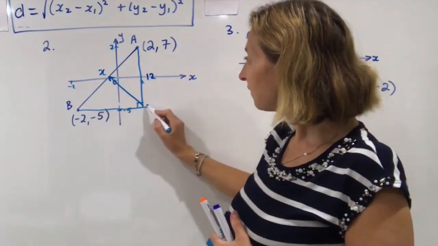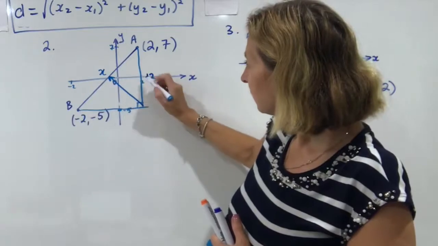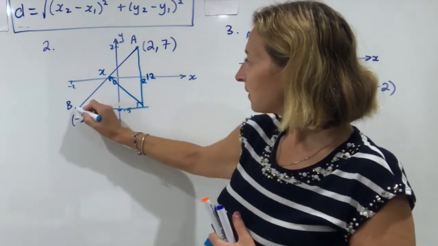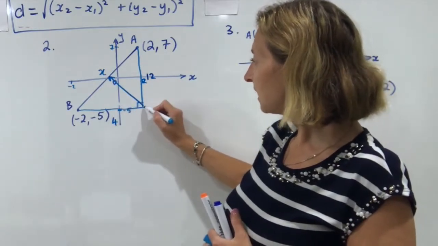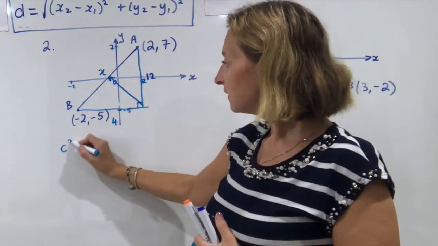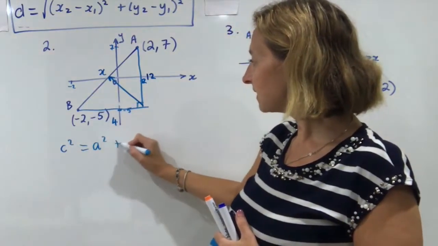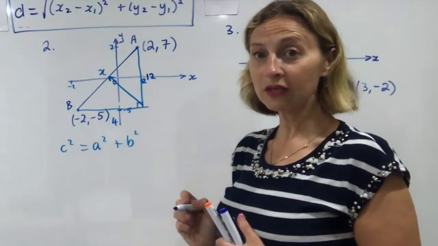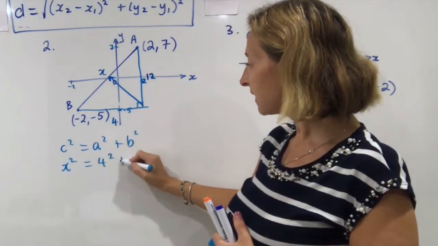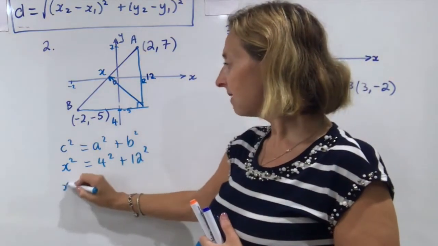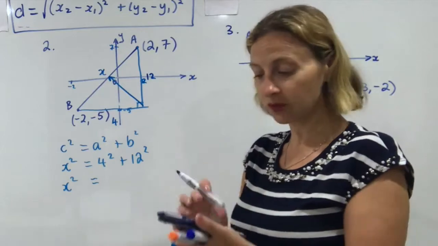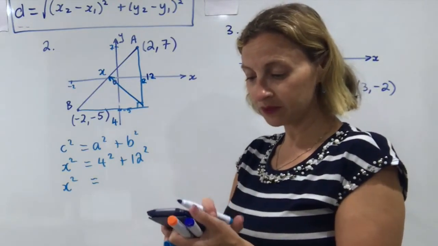Over here, what's the length of this line? From -2 to 2. So that distance there is 4, because from there to there is 2, and from here to here is 2. Now I can use Pythagoras. C squared equals a squared plus b squared. We all should know how to use Pythagoras by now. X squared equals 4 squared plus 12 squared. And remember, it doesn't matter which order I put the 4 and the 12. Doesn't matter, 4 squared plus 12 squared or 12 squared plus 4 squared.